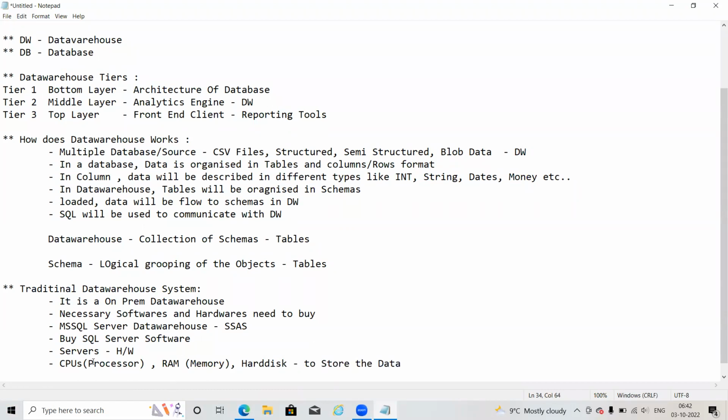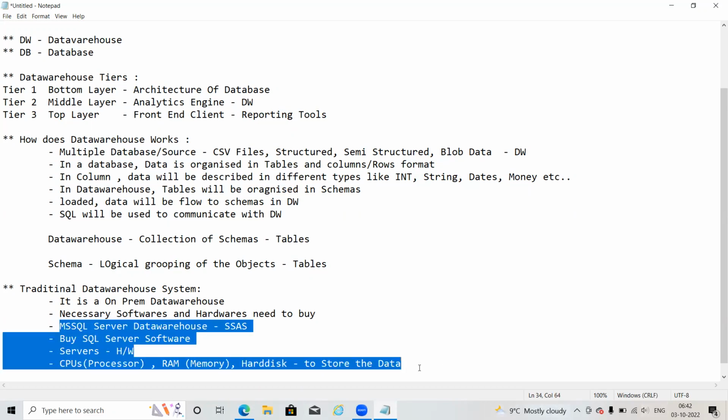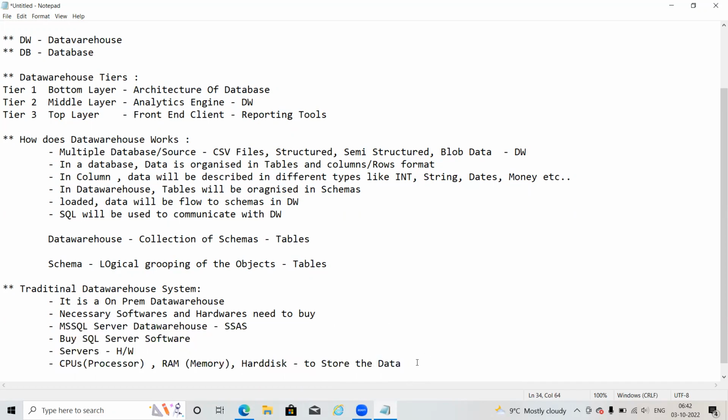See, in a traditional warehouse, we can say these are on-prem servers, which are not in the cloud. We will discuss further what the cloud is. So this traditional data warehouse, you need to maintain.